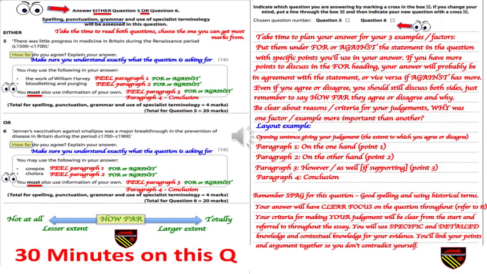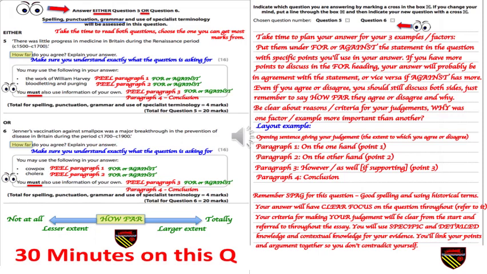Even if you agree or disagree, you should still discuss both sides. Just remember to say how far you agree or disagree and why. Be clear about the reasons and criteria for your judgments. Why was one factor or example more important than another? That's going to be the difference between 8s and 9s and the rest of the GCSE levels, if you can explain why one criterion is more important than another, do it logically, and do it using key historical language.